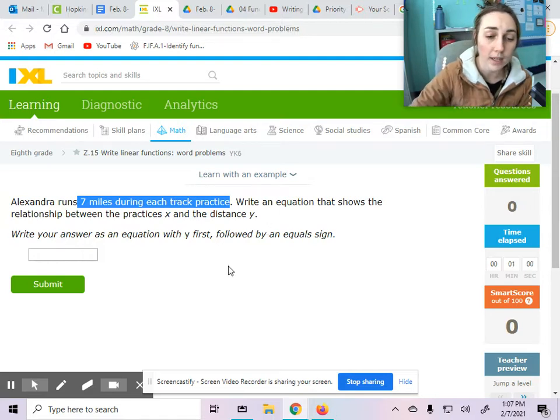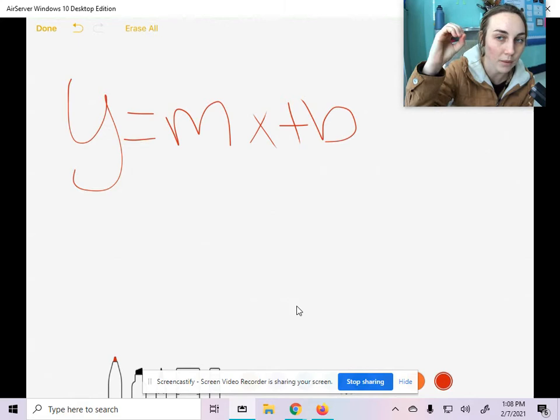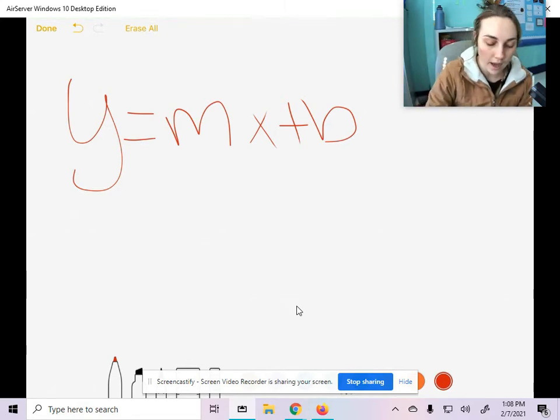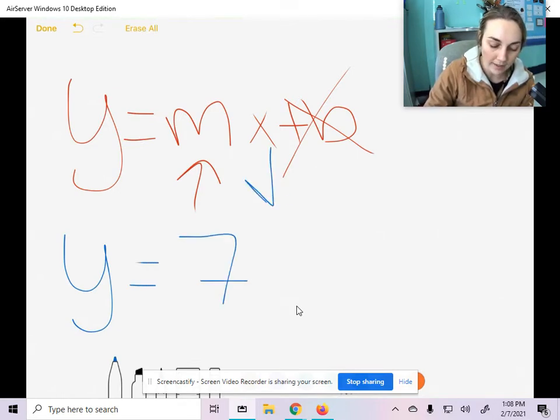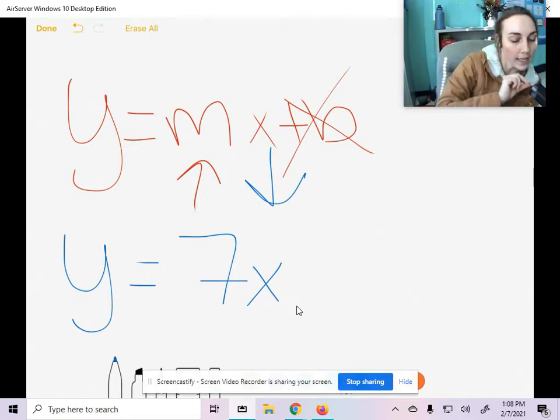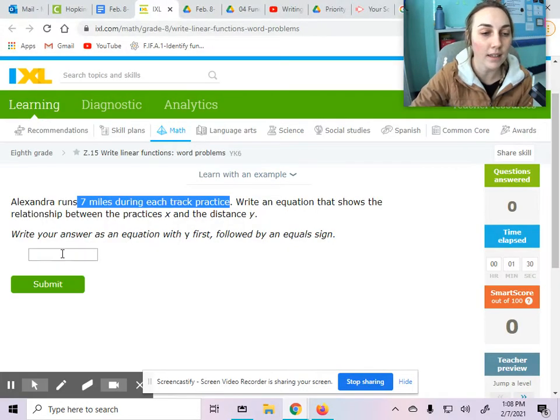This is your slope. So we have her slope, and then there's no y-intercept here because if she didn't go to practice, she wouldn't run anything. So this y-intercept would be 0, okay? Here, again, we would substitute our slope where m is. Again, our b value is 0. So our equation is going to end up being y equals, our slope again was 7 miles. Drop down that x because it's attached to the slope at the hip. And there you go, guys. It's y equals 7x. So I'll come back in here and I'll type that in.